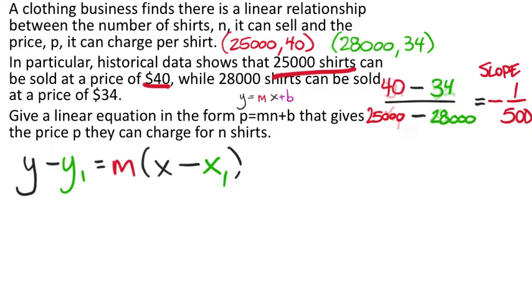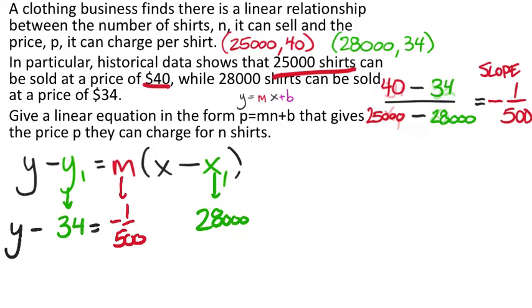Okay, so I guess I put these in green kind of inadvertently, but I will use the green ordered pairs because it doesn't matter which one you use. I'm sticking with the colors here, but the Y value there is 34, and then the X value, 28,000. And then yes, the slope we found ourselves is negative 1 over 500.